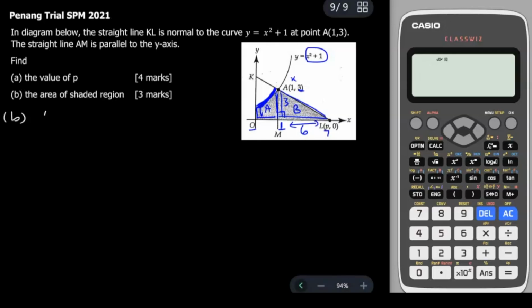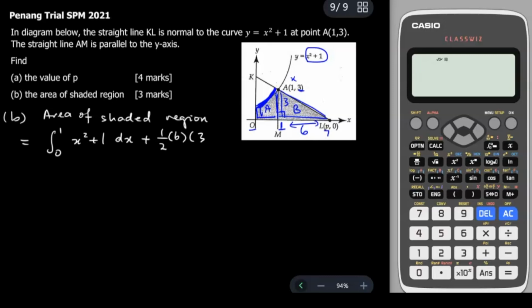So the area of the shaded region is equal to the area of A, which is integration from 0 to 1 of the curve x squared plus 1 dx, and then we add half times base times height, which is 6 times 3. So let's integrate this one: x cubed over 3 plus x from 0 to 1, and then plus, 6 times 3 is 18, 18 divided by 2 is 9.